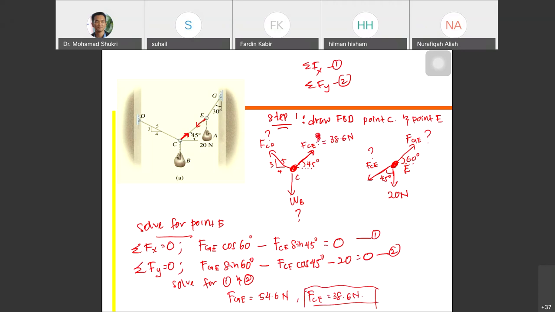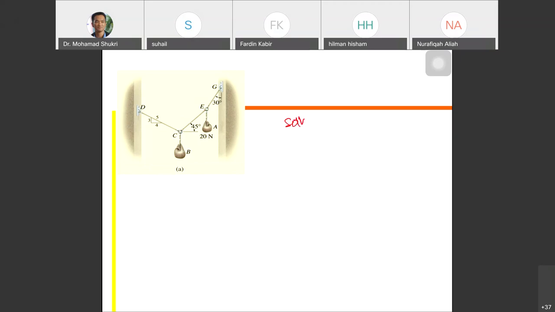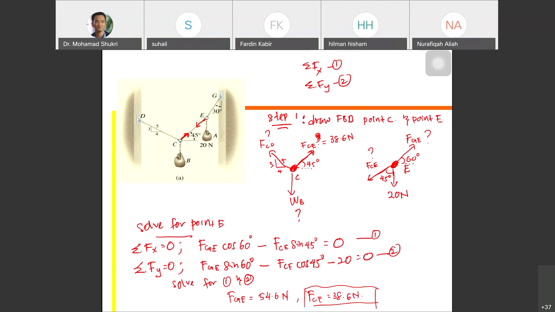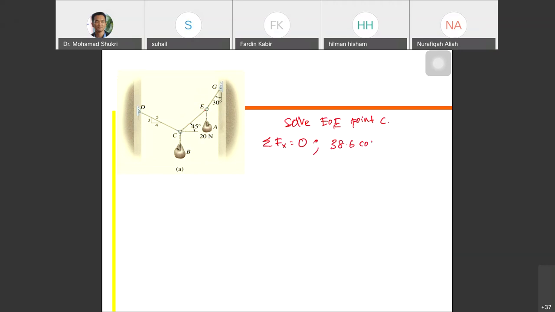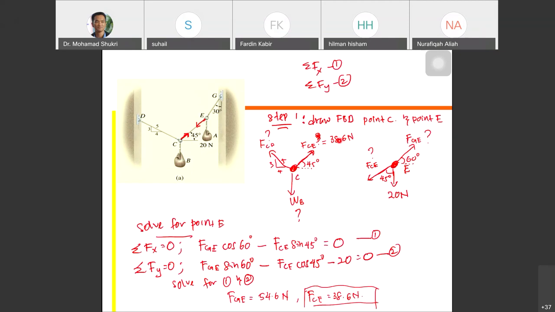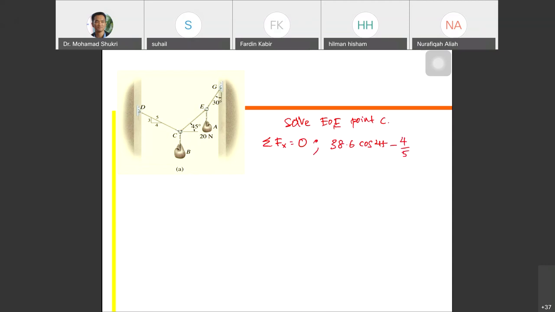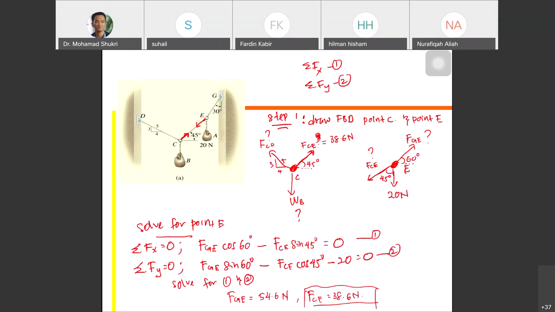Right, so now you have two unknowns, which is FCD and WB, weight of B, because this we know already from point E. All right, so same procedure, you can solve equation of equilibrium for point C. All right, so summation of Fx is equals to 0. Yeah, you got 38.6 cos 45 minus 4 over 5 FCD is equals to 0.